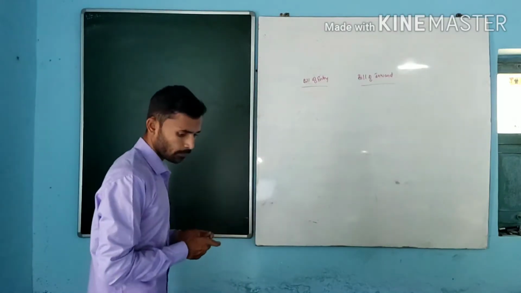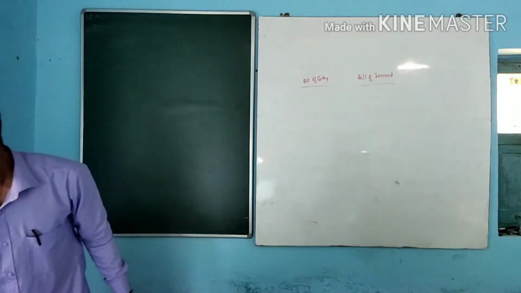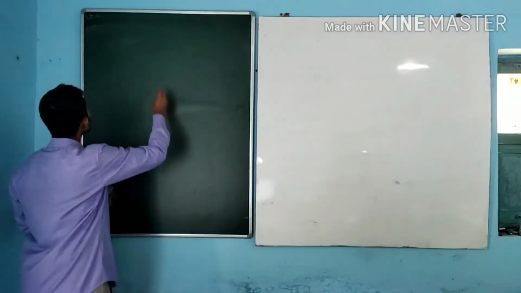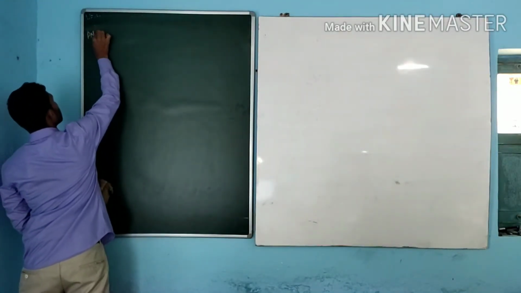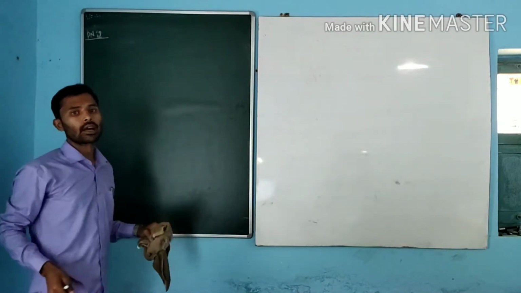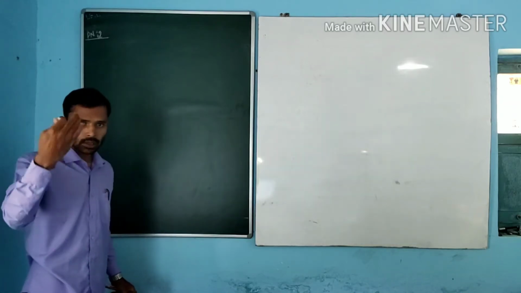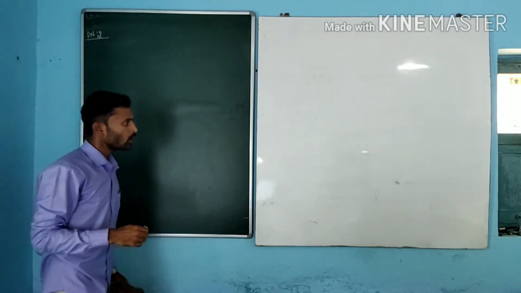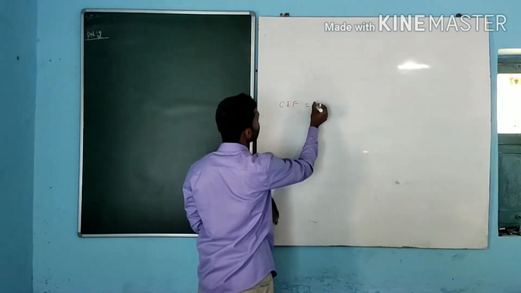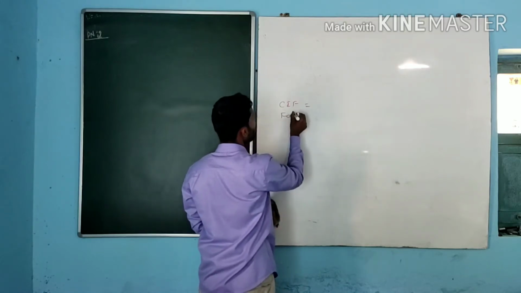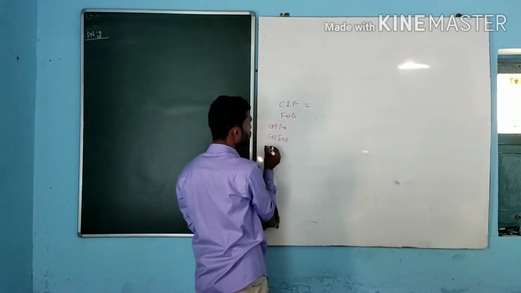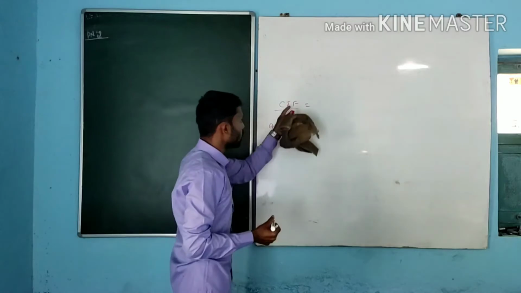Right, now in this problem, problem number 2, first we have to calculate the revised FOB, and for that we have to calculate. So, CIF is equal to what? CIF is equal to FOB plus freight plus insurance. If you add these three, you get CIF.